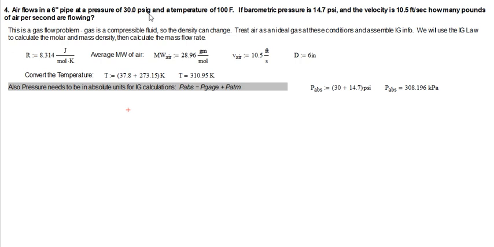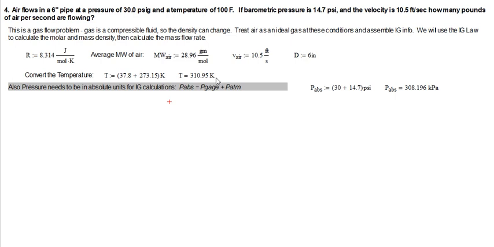They gave you the pressure in gauge pressure, which means it is with respect to the atmospheric pressure. And so the absolute pressure is always equal to the gauge pressure plus whatever atmospheric pressure is. And they told you it was 14.7 psi. And so our absolute pressure of our gas in our pipe is 30 plus 14.7 psi, or about 44.7 psi. We can convert that to kilopascals if we want, and that is 308.2 kilopascals.